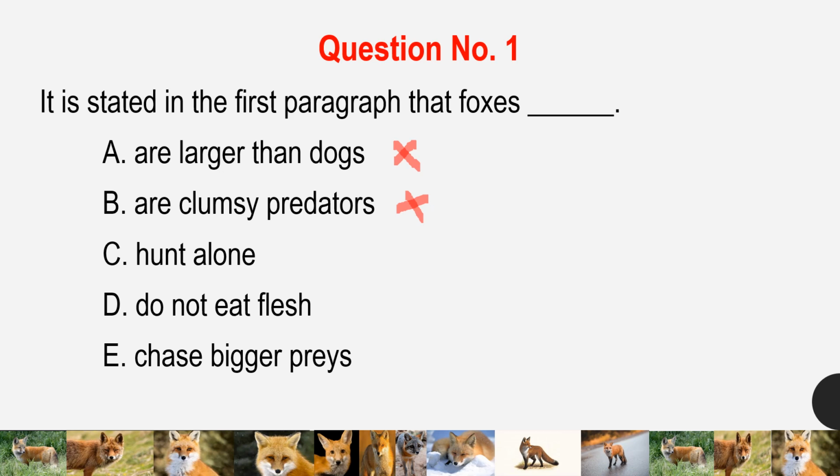C hunt alone, berburu sendiri. Ini benar. D do not eat flesh, tidak makan daging. Ini salah. E chase bigger prey, memburu mangsa yang lebih besar. Ini juga salah. So the correct answer for question number 1 is option C, hunt alone.